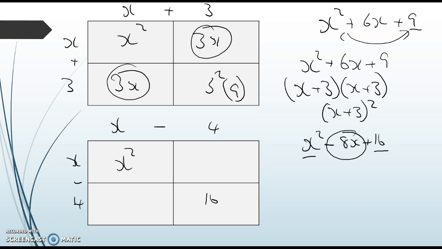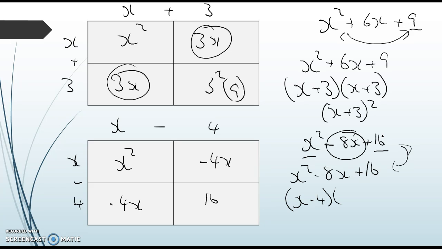So x times negative 4 is negative 4x. Negative 4 times x is negative 4x. So x squared minus 4x minus 4x, they're both negative, so it goes more in the negative direction. It becomes negative 8x plus 16. So that works and gets us back to where we were to begin with. So we now have (x minus 4)(x minus 4), x minus 4 squared, as our factored form of x squared minus 8x plus 16.